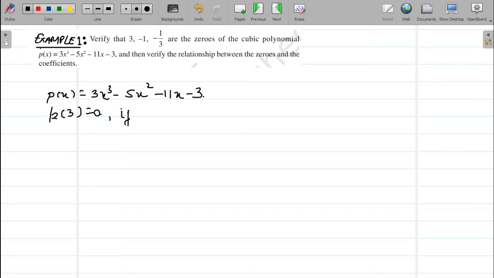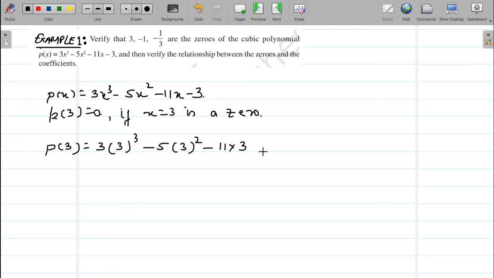Now, if x equal to 3 is a zero, then if I substitute that, p of 3 should be 3 multiplied by 3 cube, minus 5 into 3 square, minus 11 into 3, minus 3. So this will give me 27 into 3, 81, minus 5 multiplied by 9, 45, minus 33 minus 3, and this entire thing will give me a 0. This implies that x equal to 3 is a zero.